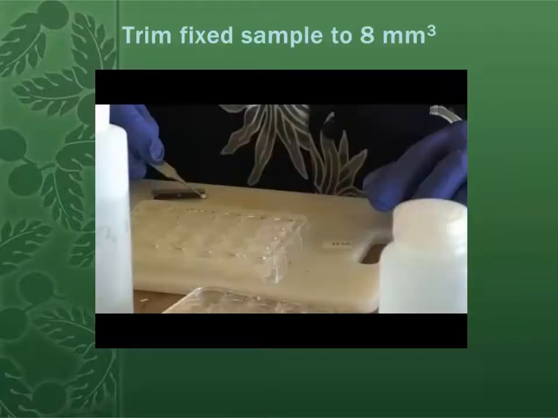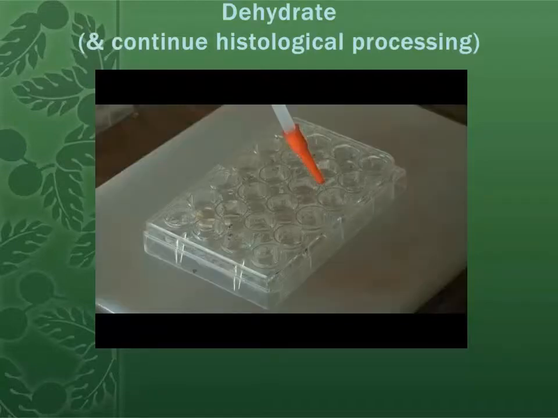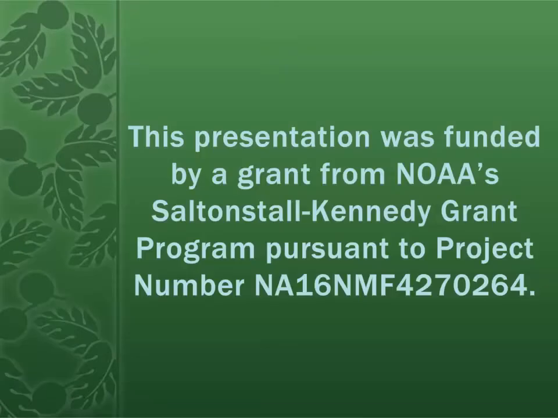Wait at least 24 hours after you put that tissue sample into the fixative, and it'll be properly fixed and firmed up enough that you can trim it down to a volume of about 8 cubic millimeters. And now, beginning with dehydration in alcohol, you can continue with the histological processing steps that you learned in the previous 9 modules. This concludes the supplementary module, or Module 10.